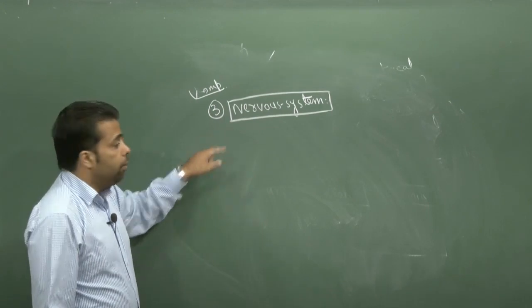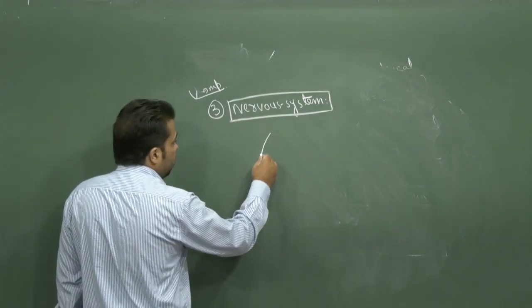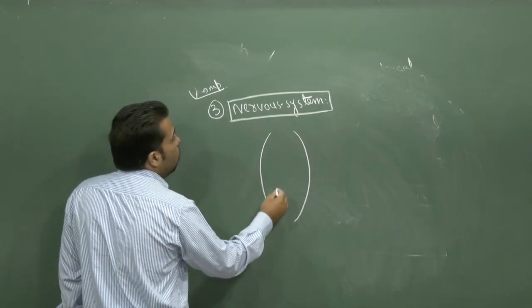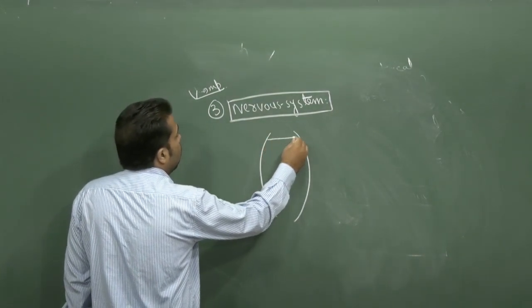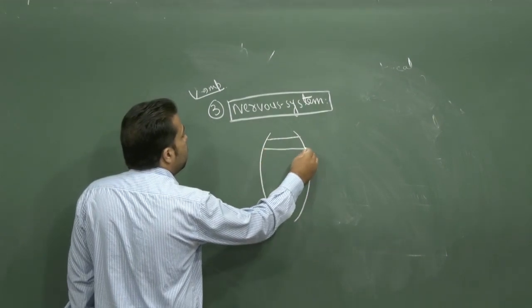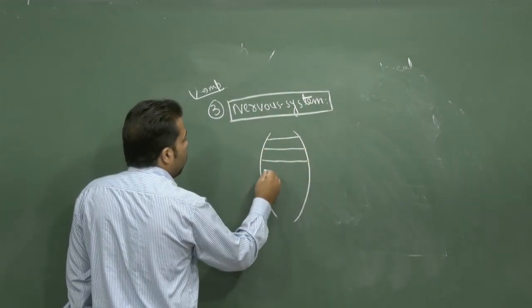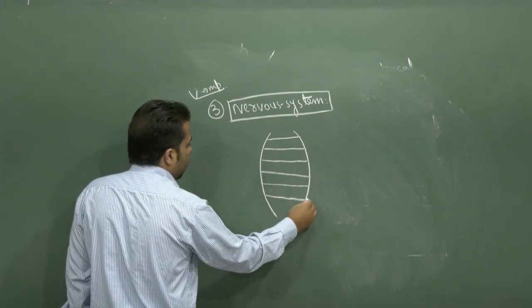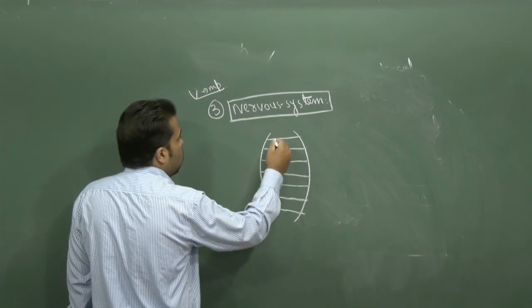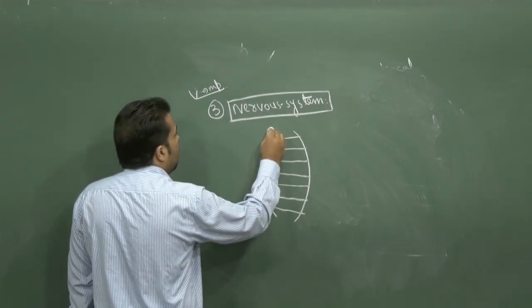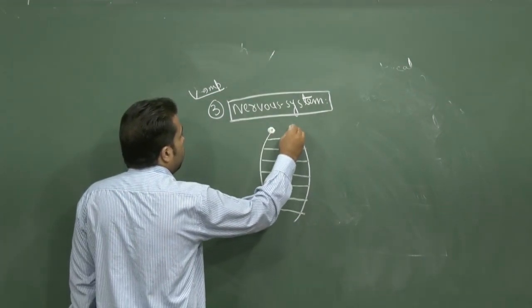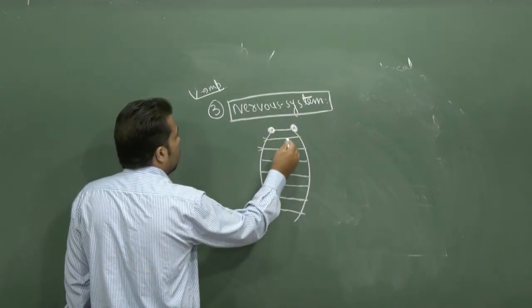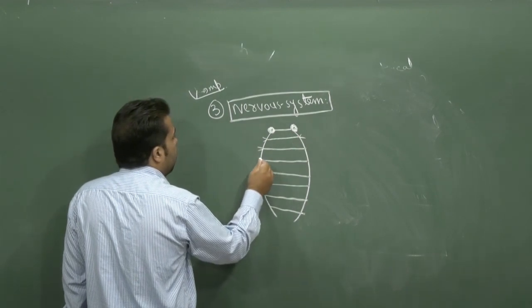I will draw a diagram here. Nervous system is like this. It consists of two longitudinal nerve cords joined at intervals by commissures. So this is the diagrammatic representation of nervous system. These are the nerve cords, these are the commissures, and these are the ganglions. So this is the diagram of nervous system.